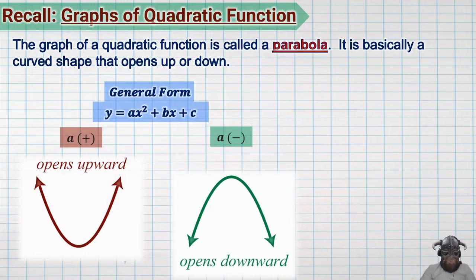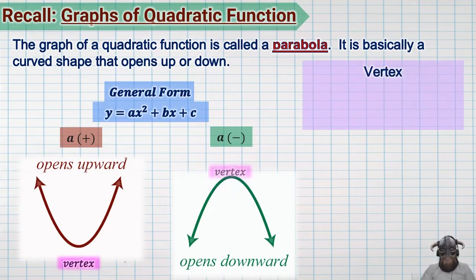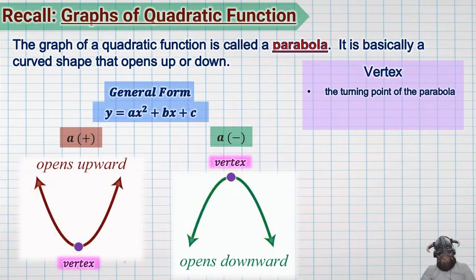And one of the characteristics of this parabola will be the vertex. So the vertex, yan yung ating turning point ng parabola. So parang dyan siya lumiliko. Ito yung point na yon for the parabola that opens upward. And ito naman yung point na yun for the parabola that is opening downward.